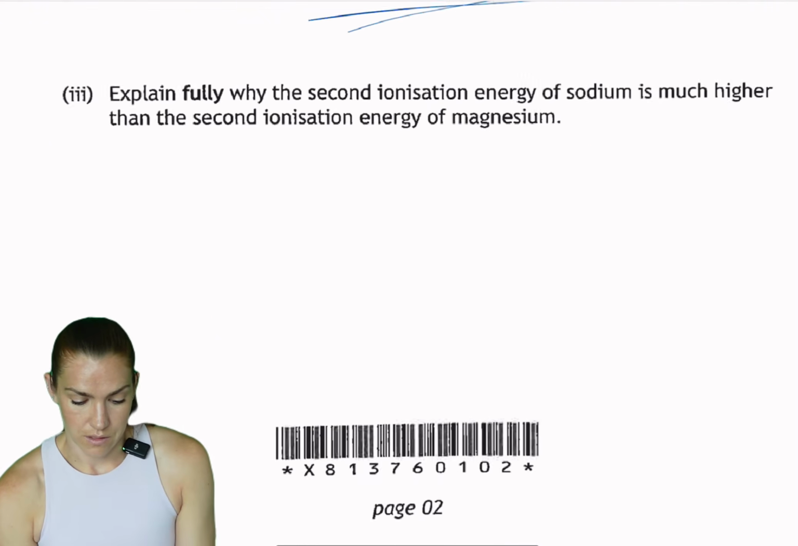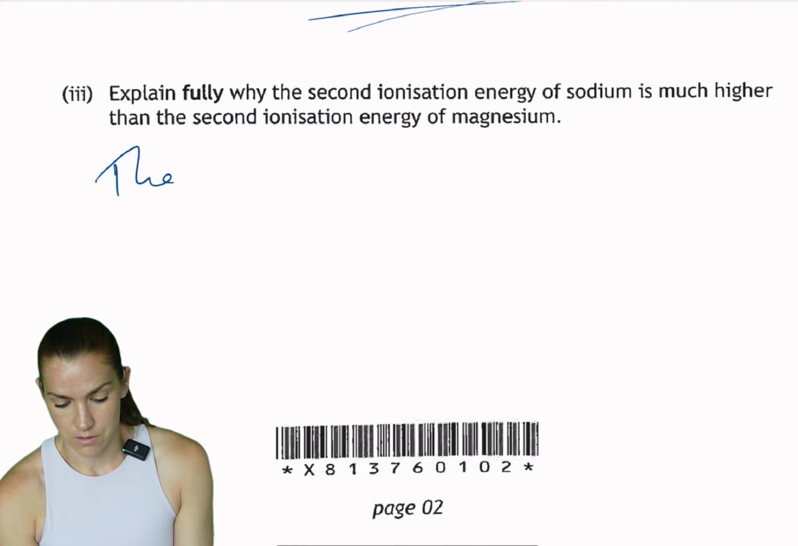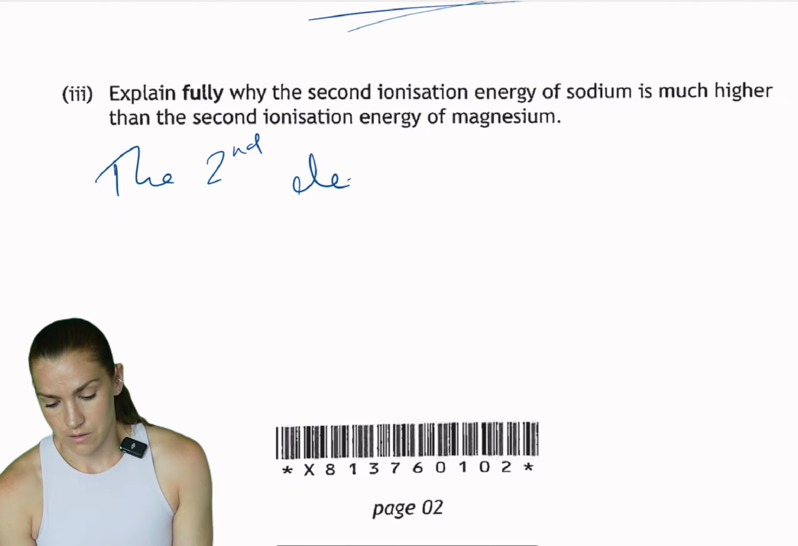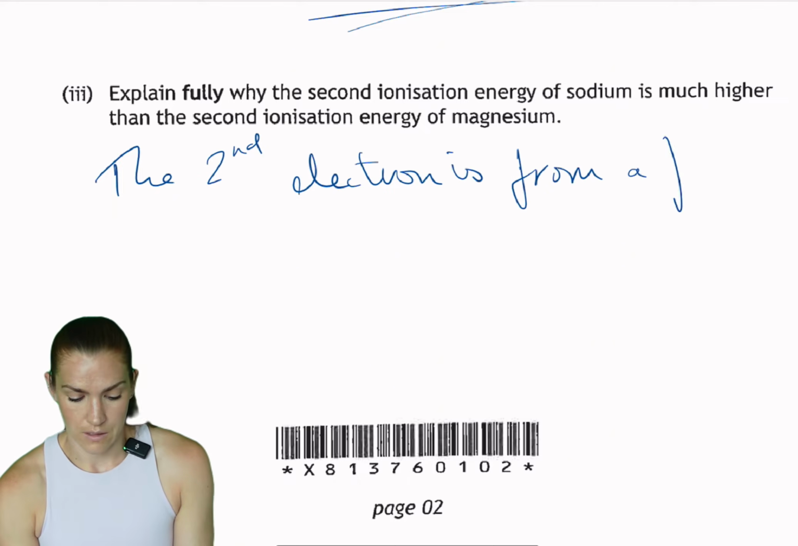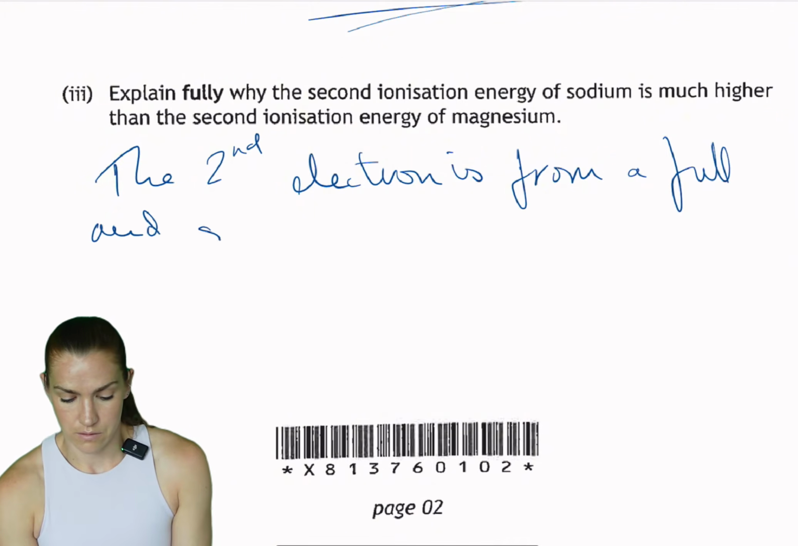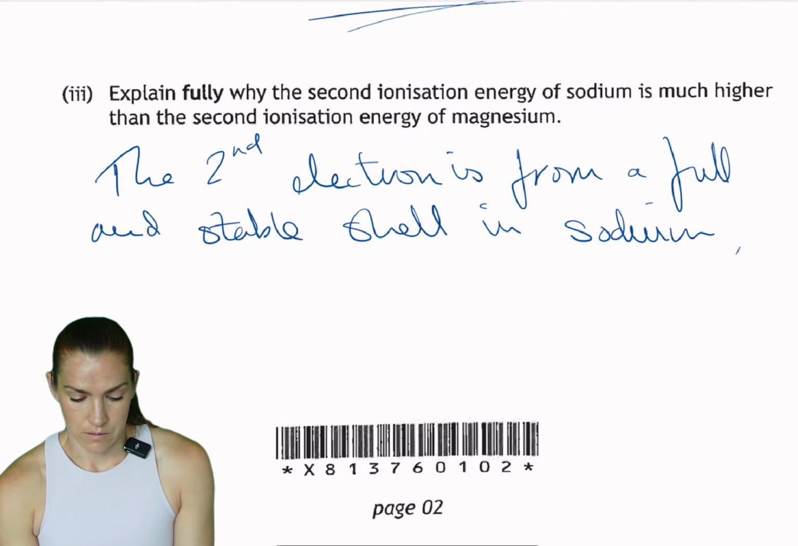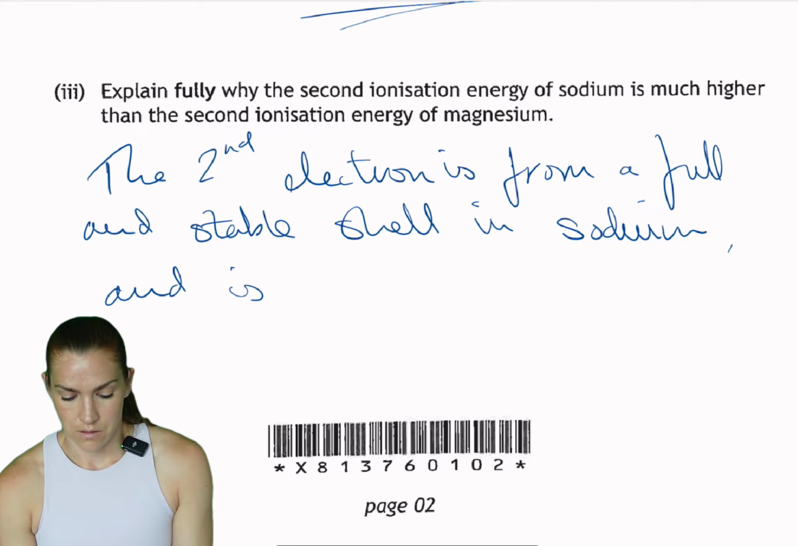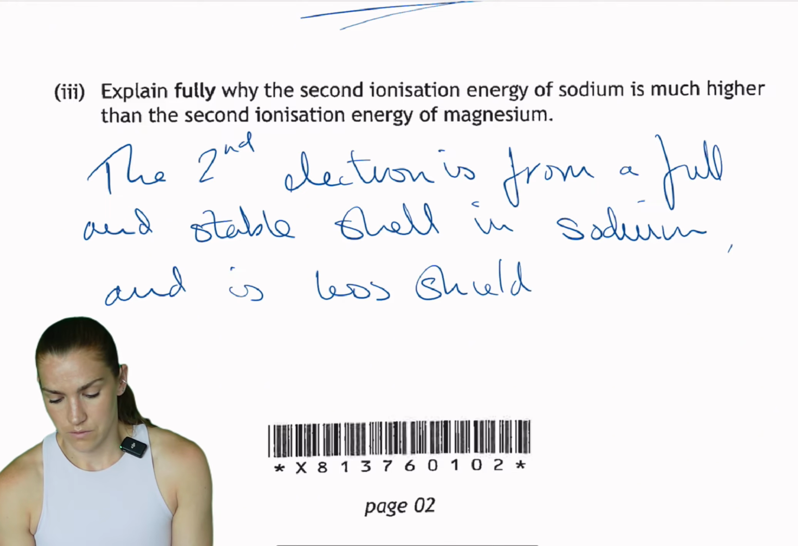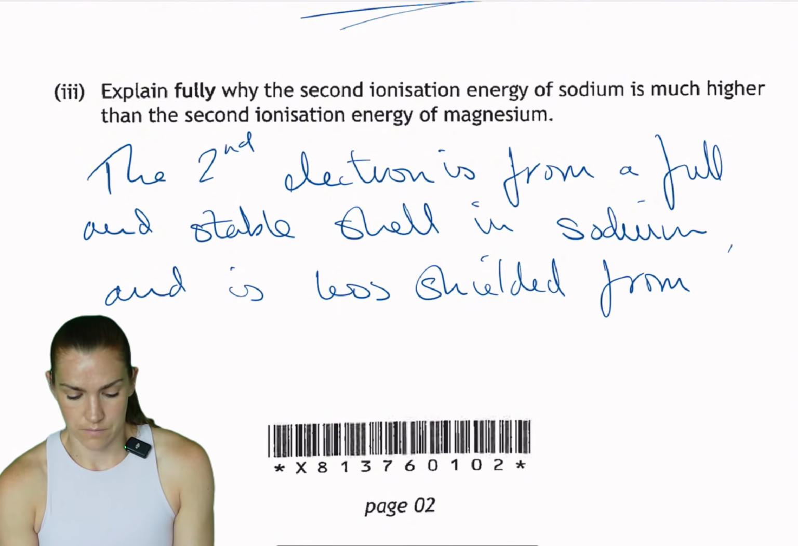So I'll just put down the second electron is from a full and stable shell in sodium. And is less shielded from the nuclear charge.